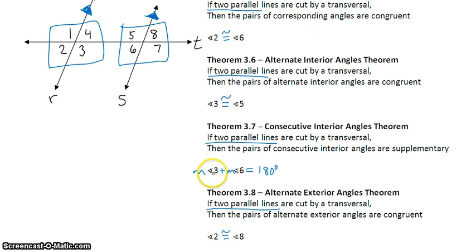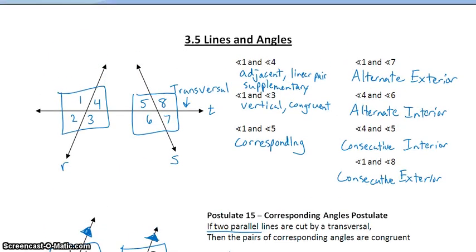Now be careful with these postulates and theorems. These are only true if my lines are parallel. If my lines are not parallel, I can still name those types of angles. I just can't conclude that they are going to be congruent or supplementary.